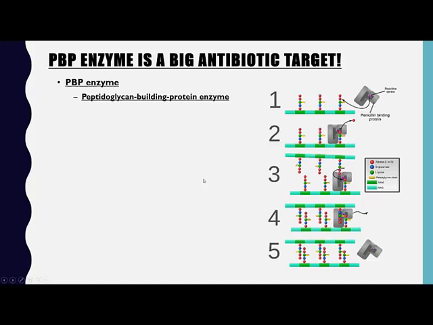So over here is a schematic, and this is supposed to represent the sugar backbone. So NAG, NAM, of course, the glycan part of peptidoglycan. And what are the peptide parts? Well, those are the peptide chains here. And you see there are 5 little amino acids.